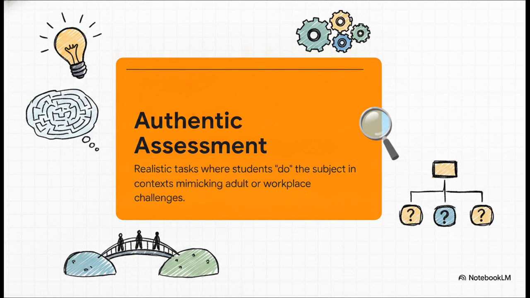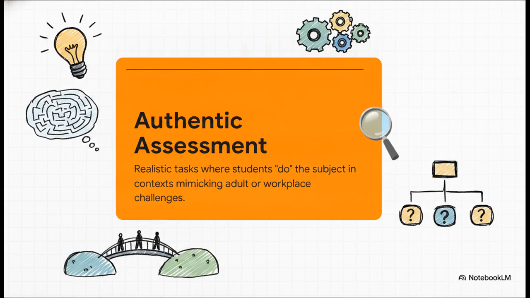Simply put, it's a realistic task that asks students to actually do the subject. It replicates the contexts where adults are tested in the workplace or in civic life. The crucial thing here is that it requires judgment, innovation, and navigating complex tasks. We're preparing students to face the exact same types of messy, open-ended challenges that adults deal with every single day in the real world.